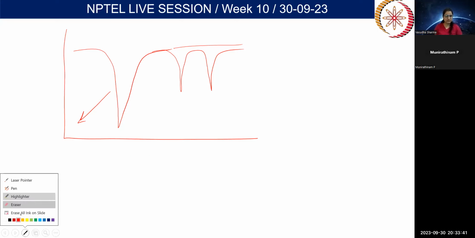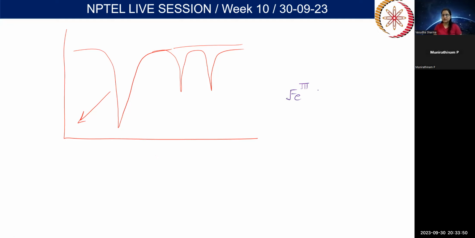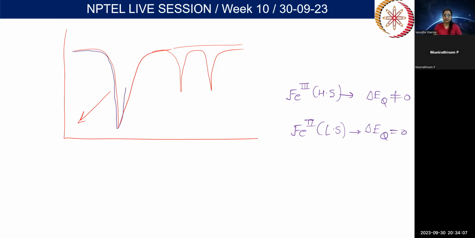Firstly, we have to check, because until we know the values, we cannot directly comment on it. In the case of iron 3 high spin, it has delta EQ non-zero. That means splitting will occur. Whereas in the case of iron 2 low spin, it has delta EQ 0. So this is one peak, and these are 2 peaks of one split peak.